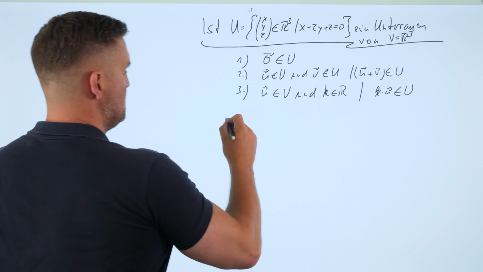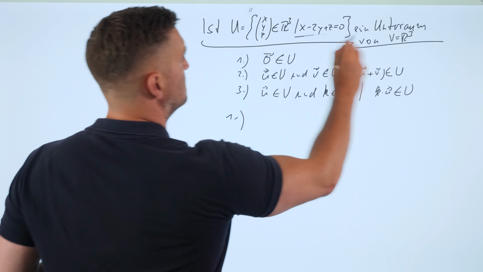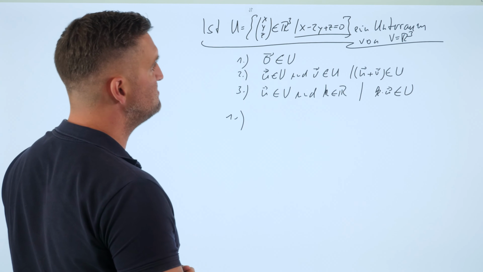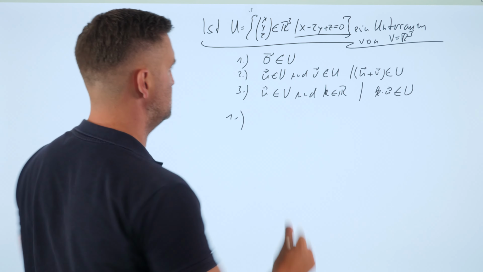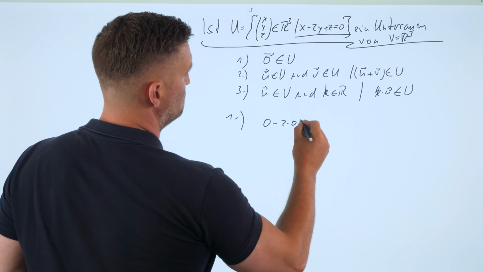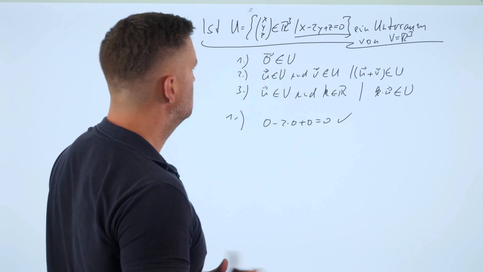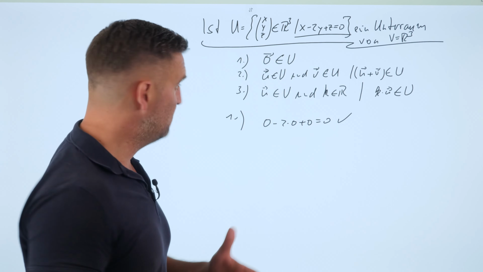Let's start. First, is the 0 vector an element of U? We are given x minus 2y plus z equals 0. We substitute accordingly: 0 minus 2 times 0 plus 0 equals 0. We can already see that this is correct. The first condition is satisfied.